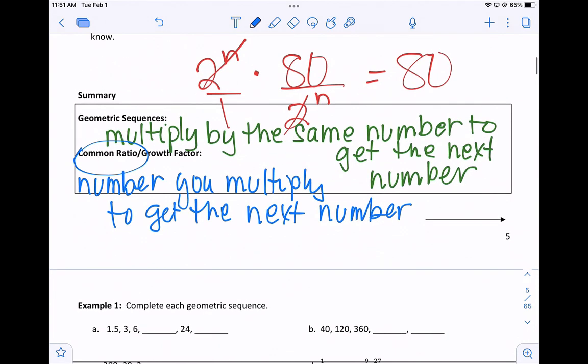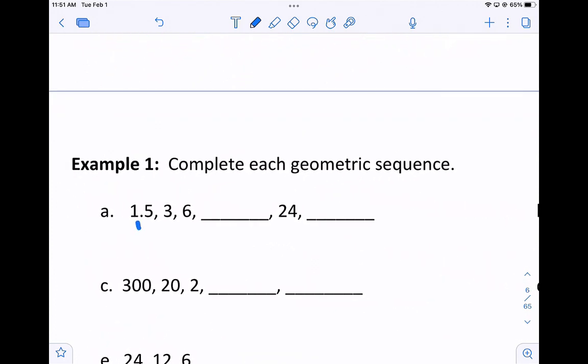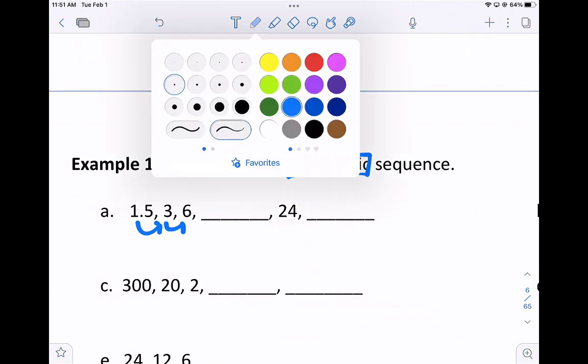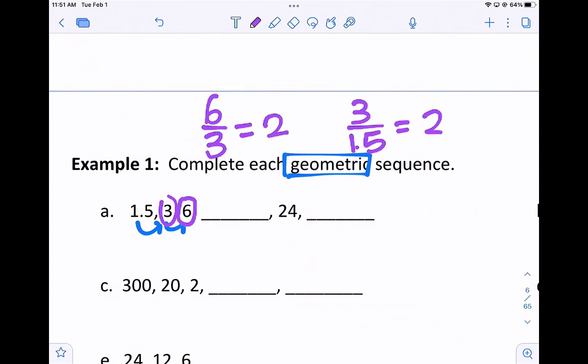Okay, so here's an example. Complete each geometric sequence. We've got to figure out what this is going up by every time. And if it says it's geometric, it's really easy to figure out the common ratio. You just take any number and divide by the one before. So 6 divided by 3 is 2. You could even do 3 divided by 1.5 and you'll get 2. So this is multiplying by 2 every time. So this will be 12 and this will be 48.